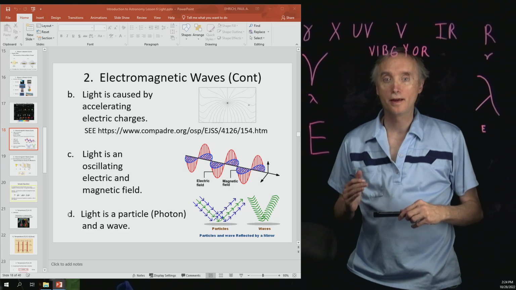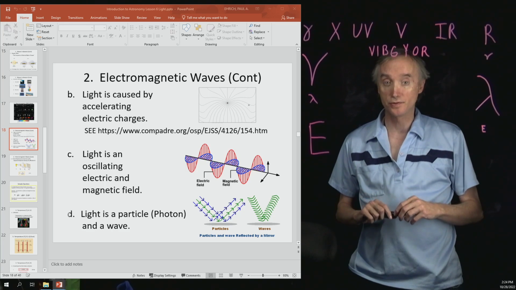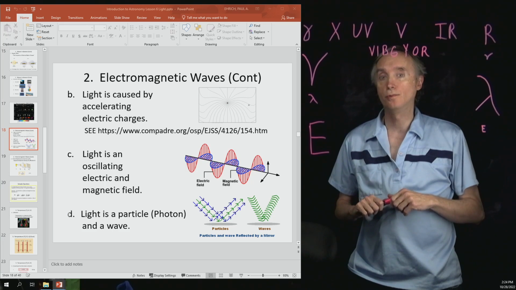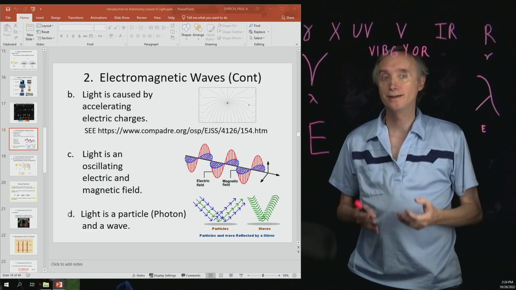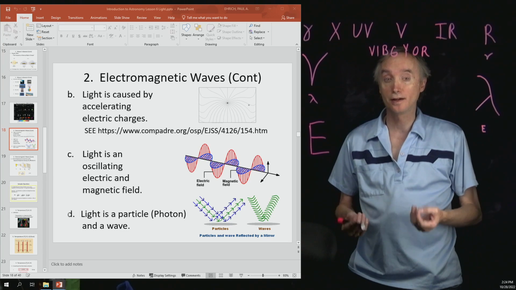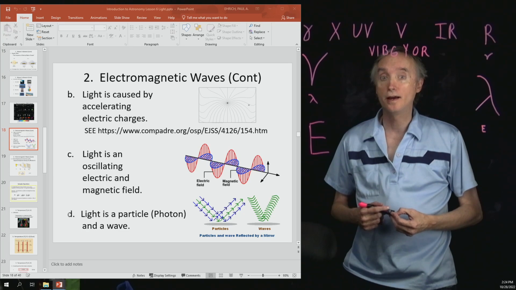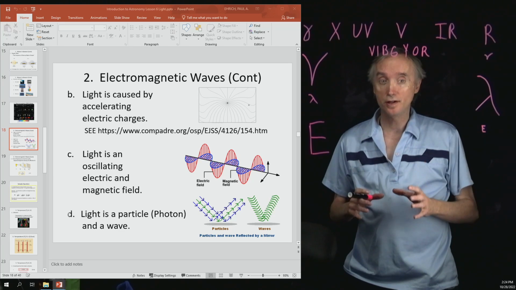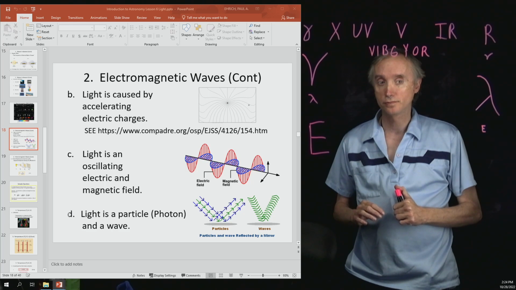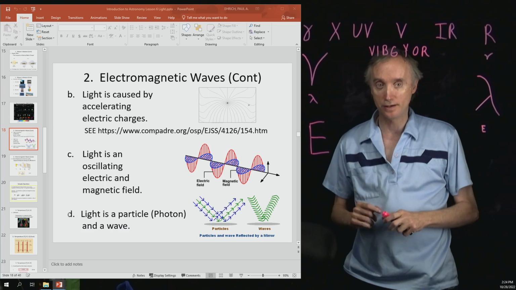Okay, I'm back, and now let's talk about exactly what light is in the first place. Well, we said that light was an electromagnetic wave. So that means it's caused by electricity. Light is caused by electricity. And light in particular is caused when an electric charge, like a proton or an electron, accelerates.